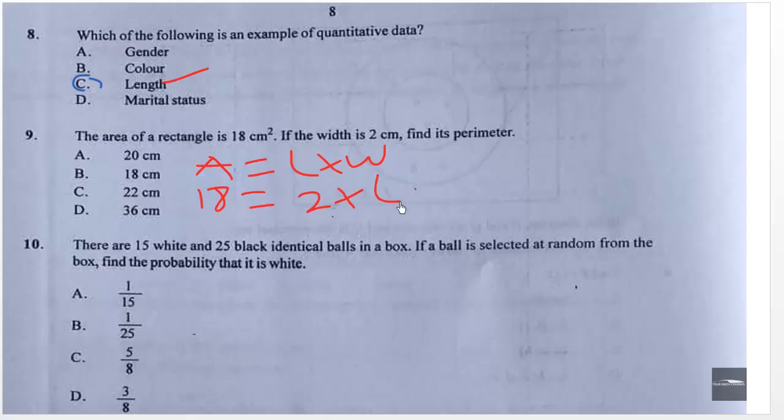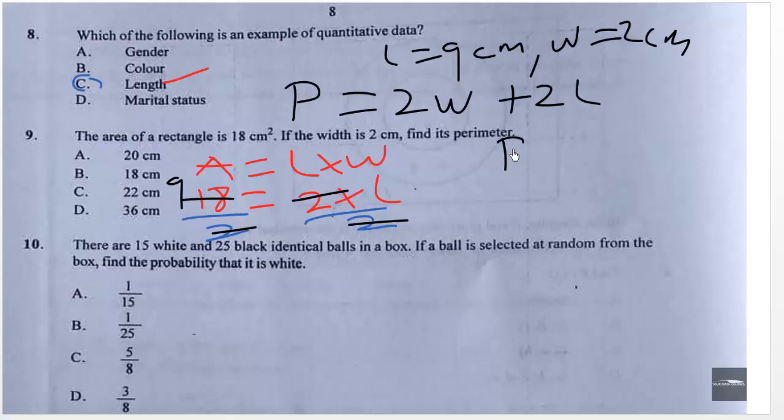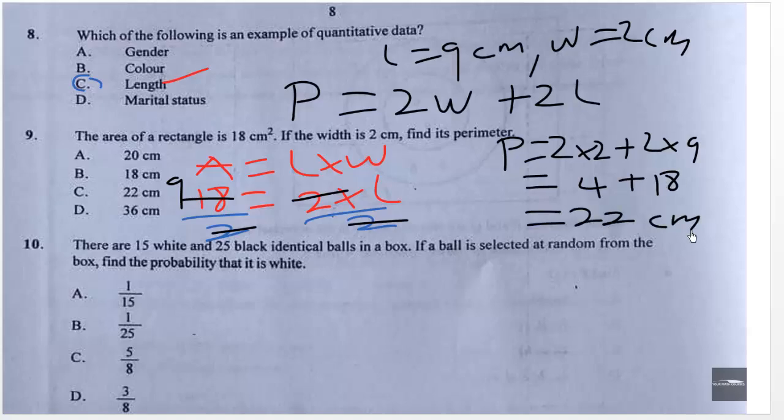We know area is length times width. So when we divide through by 2, we can find the length, which is 9 centimeters. The width is 2 centimeters. We can find the perimeter: 2 times width plus 2 times length. That will give us 4 plus 18, which is 22 centimeters.